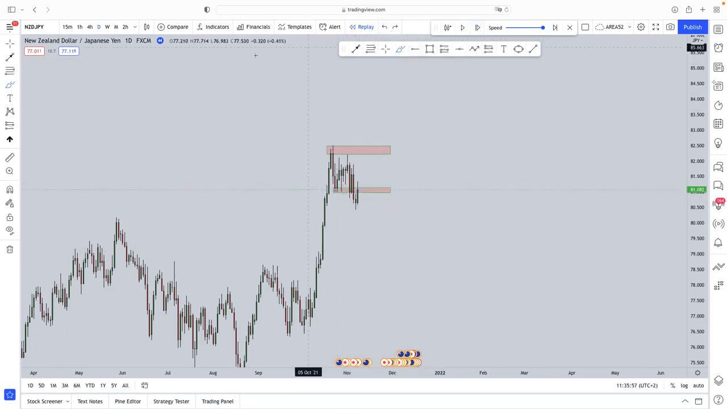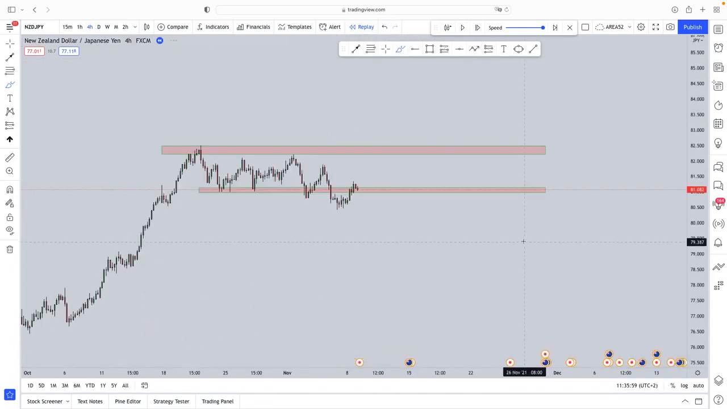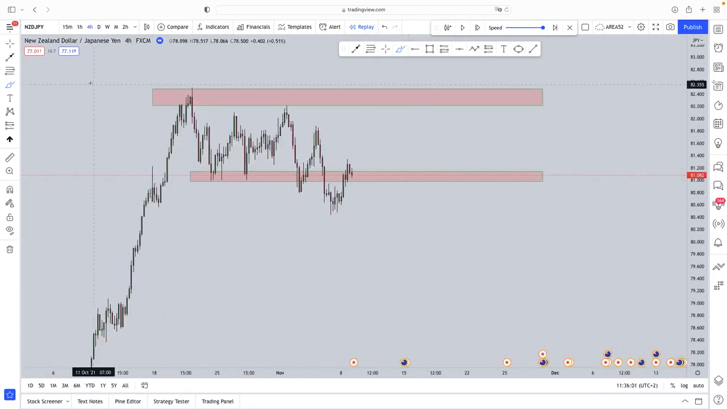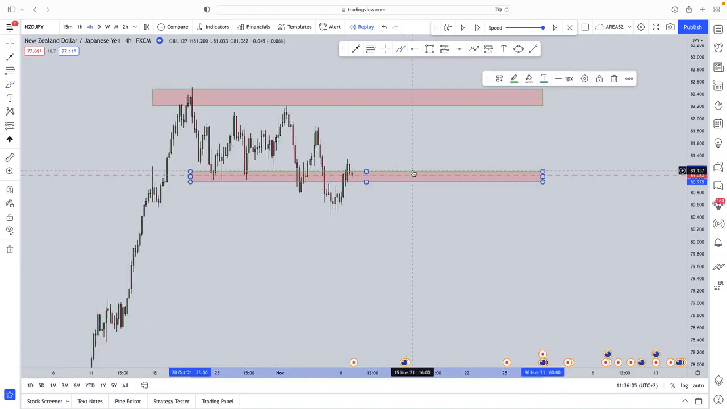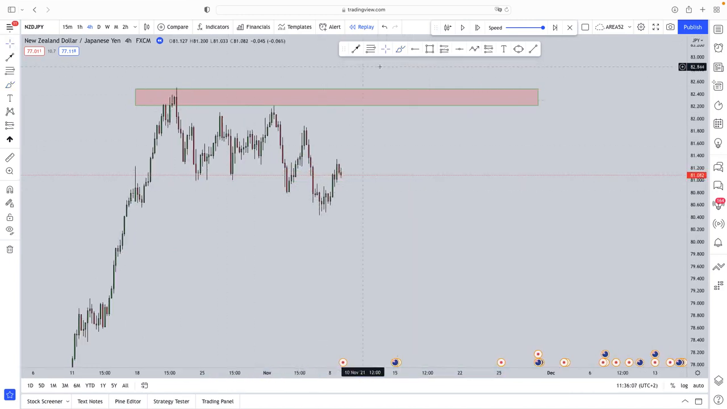So now that the market had done that, if we go on the 4-hour time frame, what you want to do is you now also want to wait for the market to create structure again.